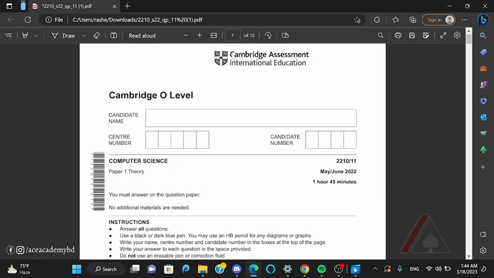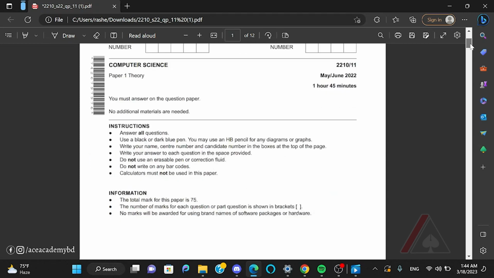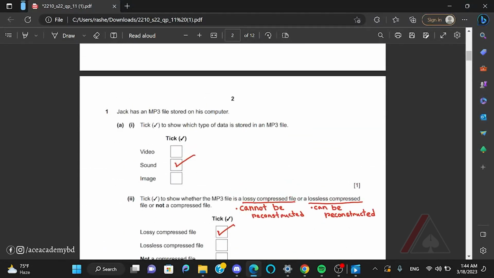Since your O-levels examinations are coming up, ACE has decided to solve some past papers to help improve your preparation. So today I'm going to be solving the Computer Science May-June 2022 Variant 11. So let us start. Okay, so number 1.